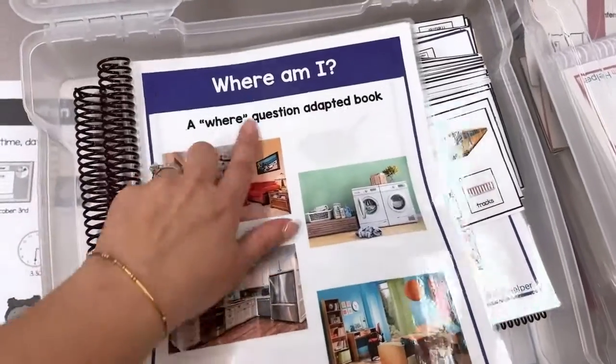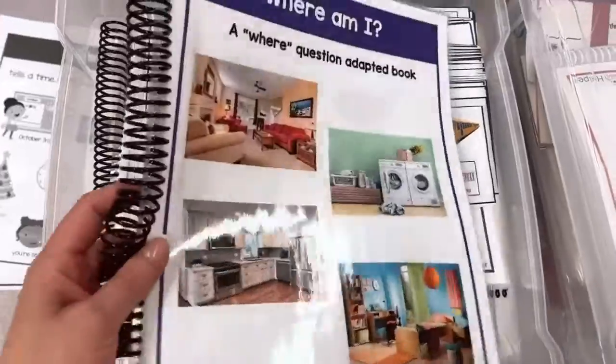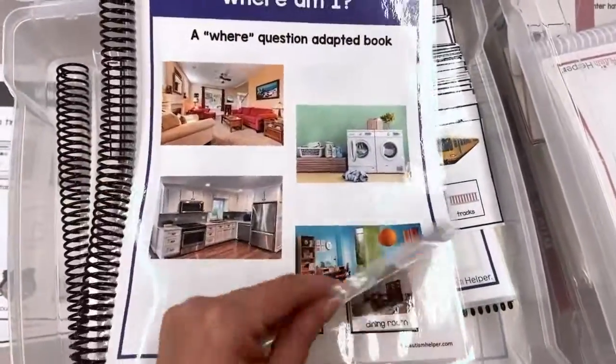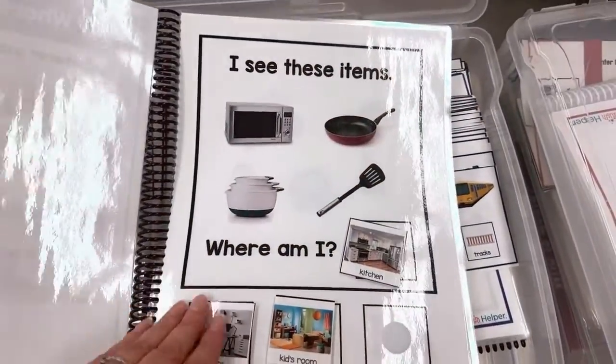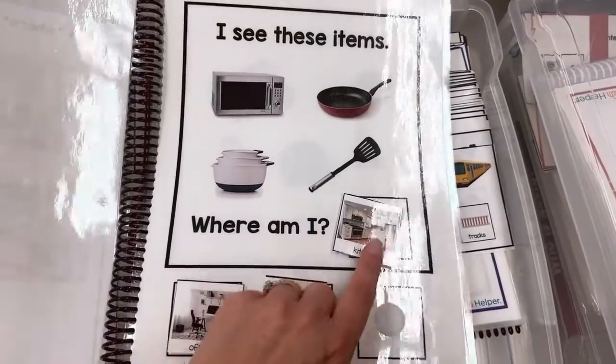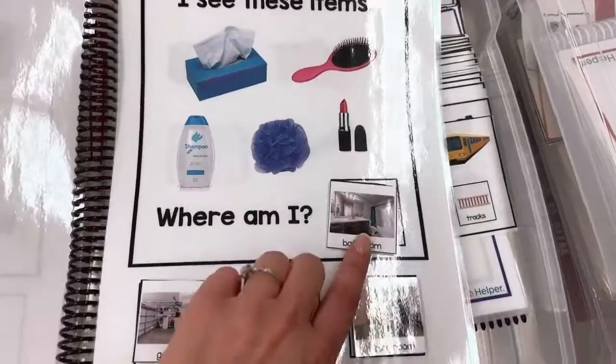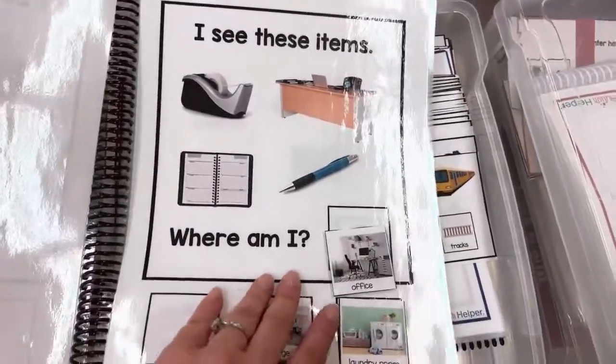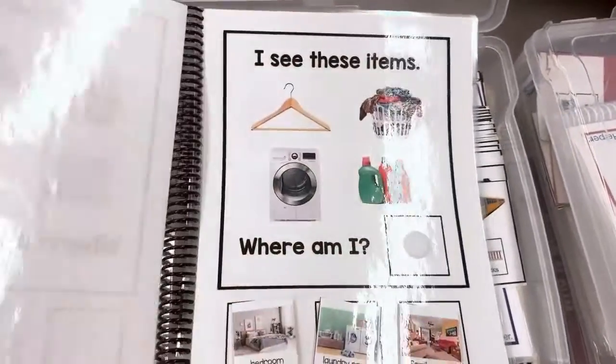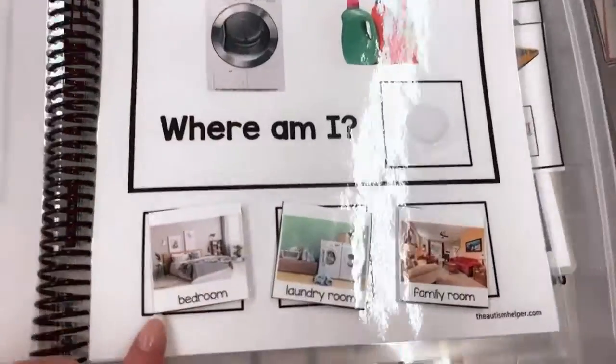Okay, let's dig in. This is the where set, and there are adaptive books, and I love this because these are real pictures. I see these items. Where am I? This is the kitchen. We've got multiple choices down here. I see these items. Where am I? I had a student actually working on this today, which is why it's all filled out. I see these items. Where am I? You can see these are real life pictures, and I love that.